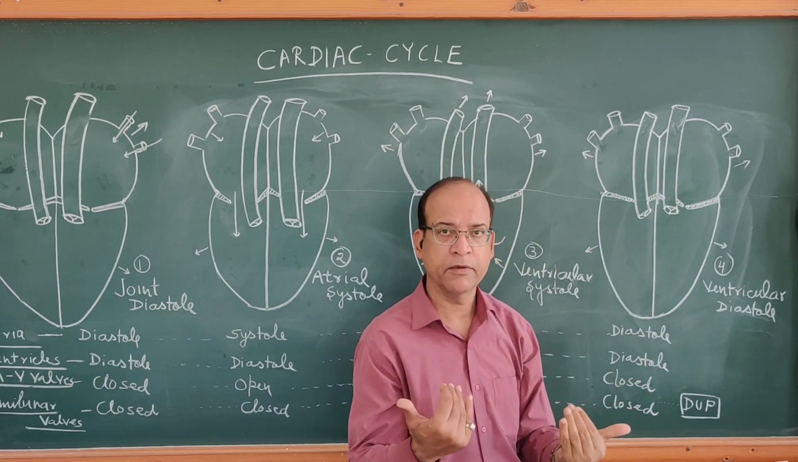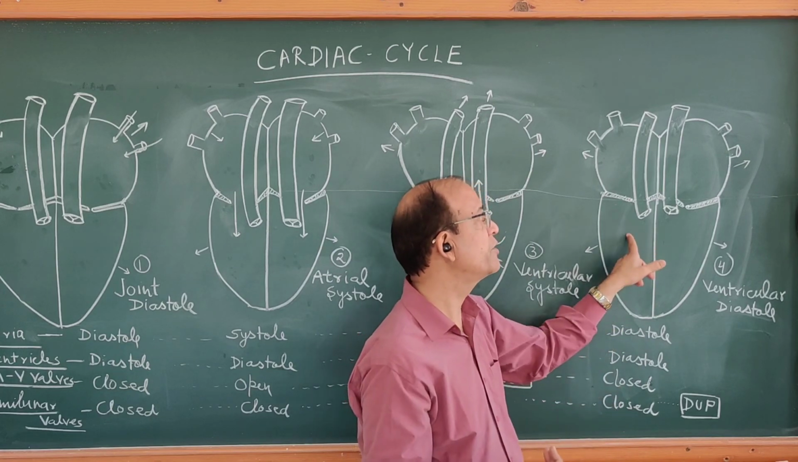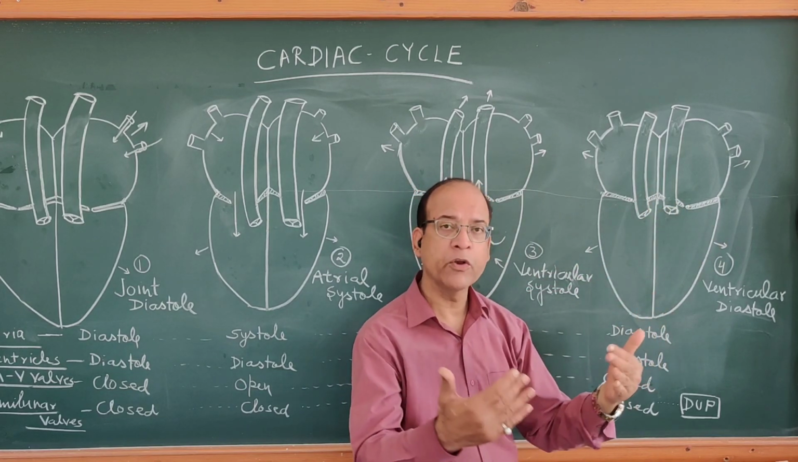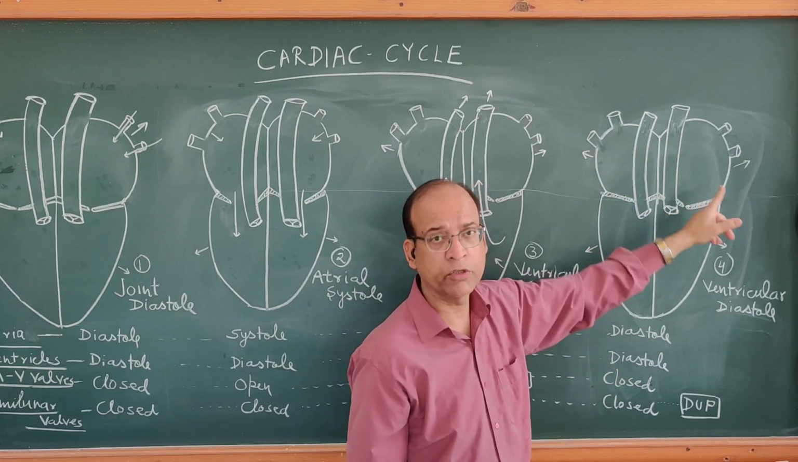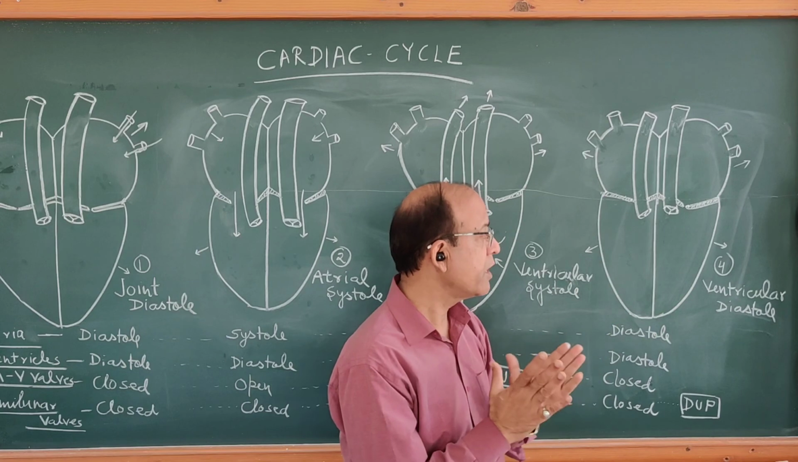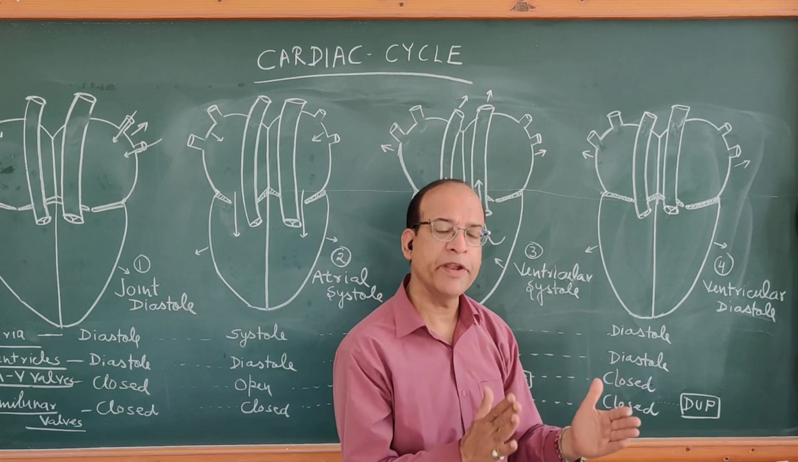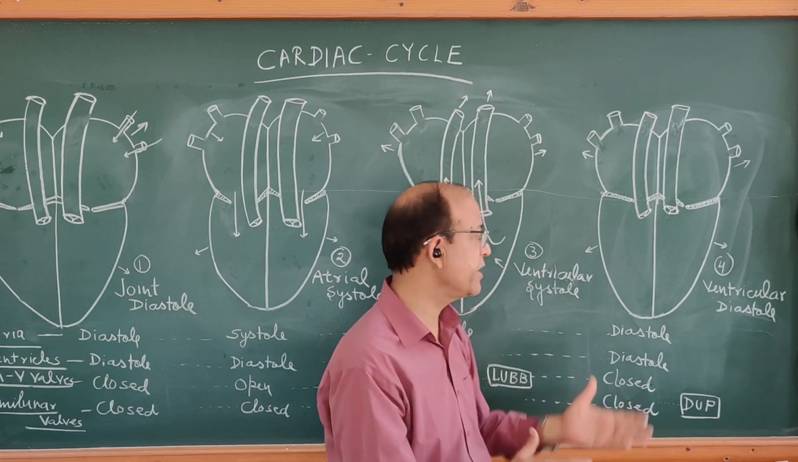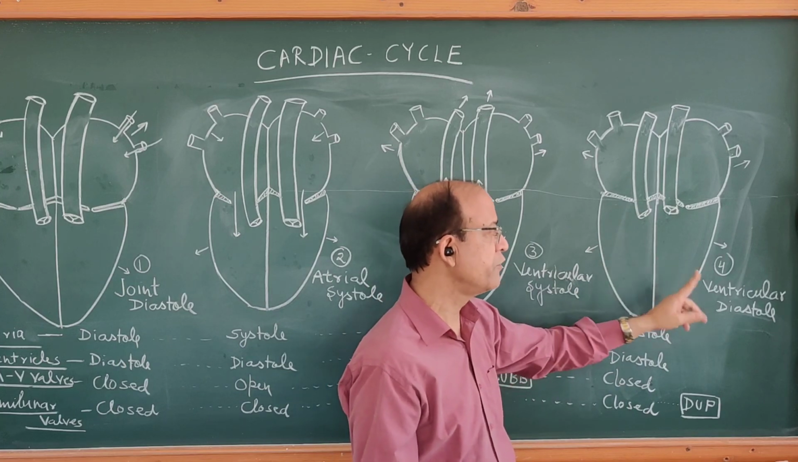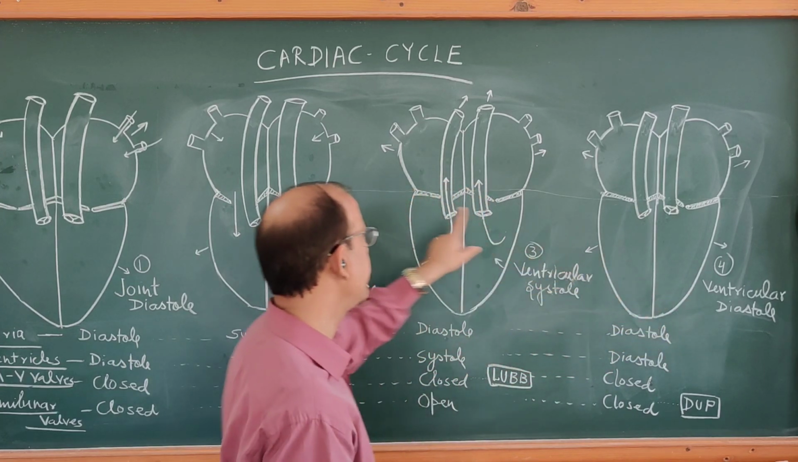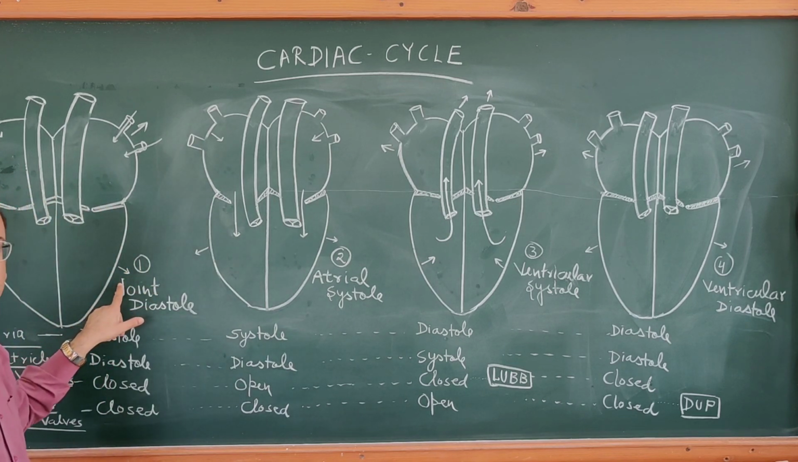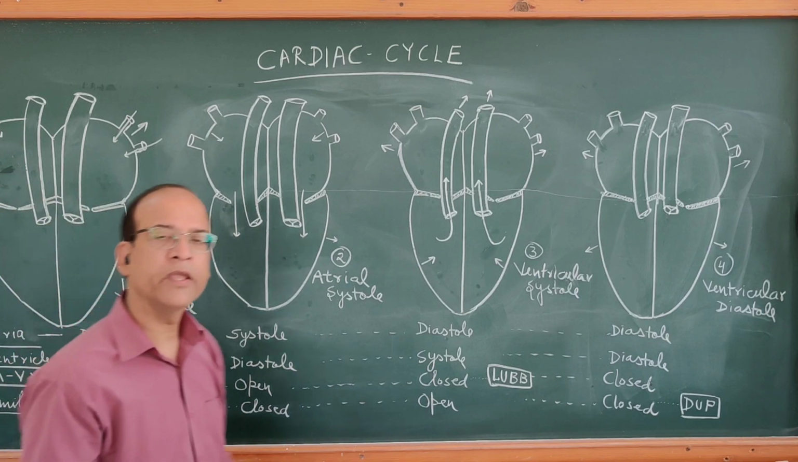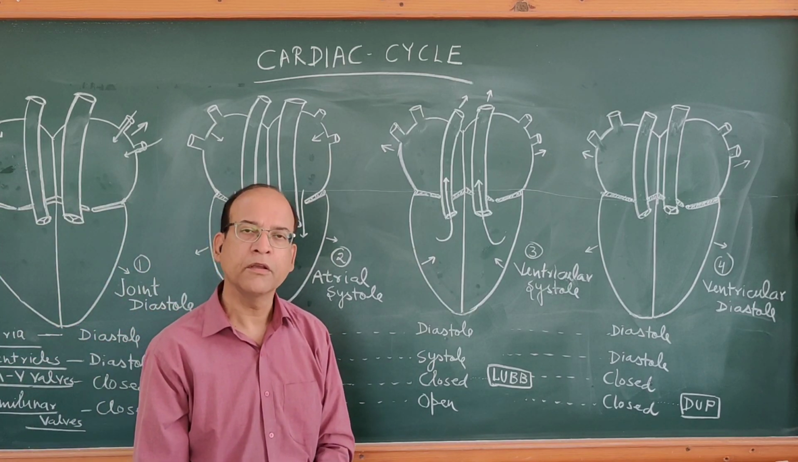The blood which is pumped into the artery cannot come back, and it is supplied either to the lungs or throughout the body. And in this way, one heartbeat, one cardiac cycle is completed, and this fourth step, ventricular diastole, continues in the first stage, which is joint diastole. In this way, the cardiac cycle is completed.